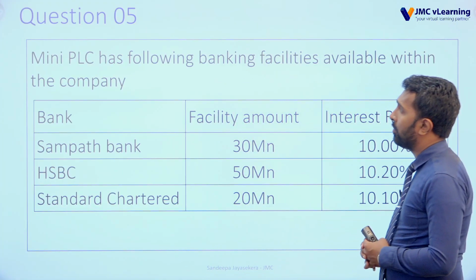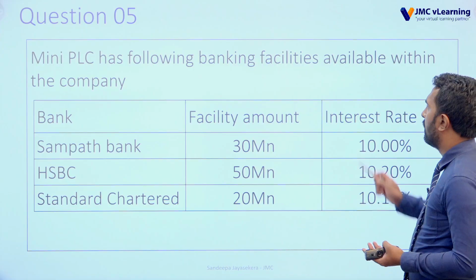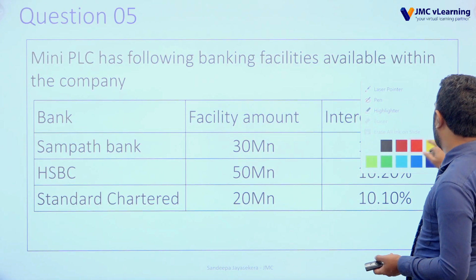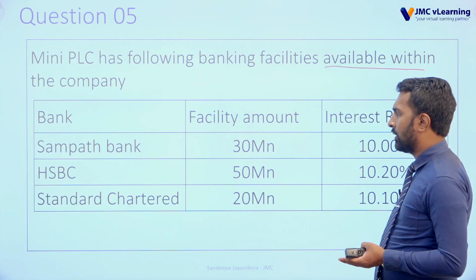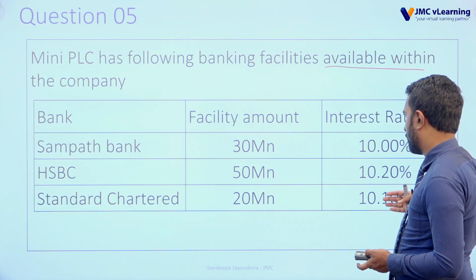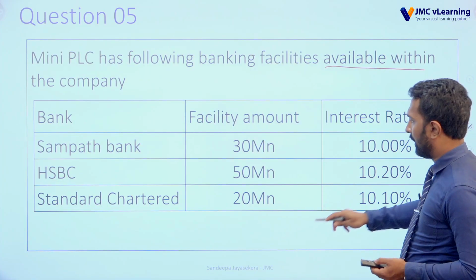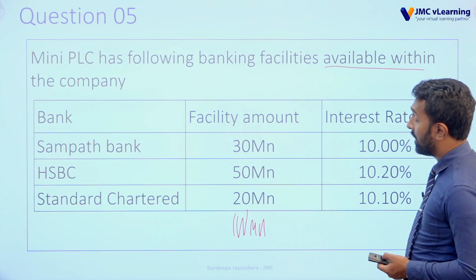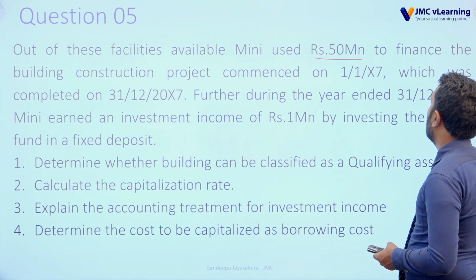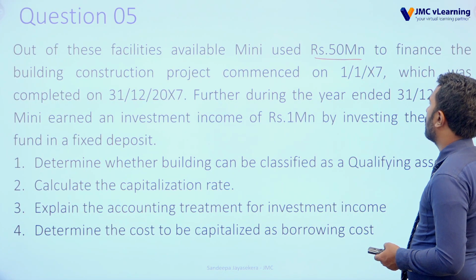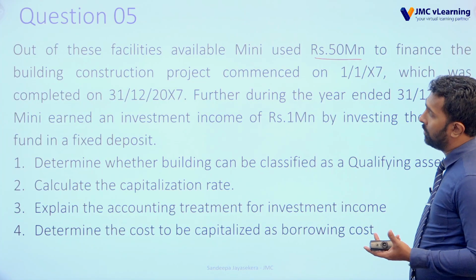Right, so let's look at question number 5. Mini PLC has the following banking facilities available within the company. That means it's a pool of funds. There are 3 bankers, Sampath, HSBC and Standard Chartered. The facility amounts and the interest rates are given to you. Out of these facilities, already available 100 million, they are using only 50. Mini used rupees 50 million to finance the building construction project commenced on 1st of January 2007, which was completed on 31st December 2007. So that means 12 months. So it's a QA, qualifying asset.